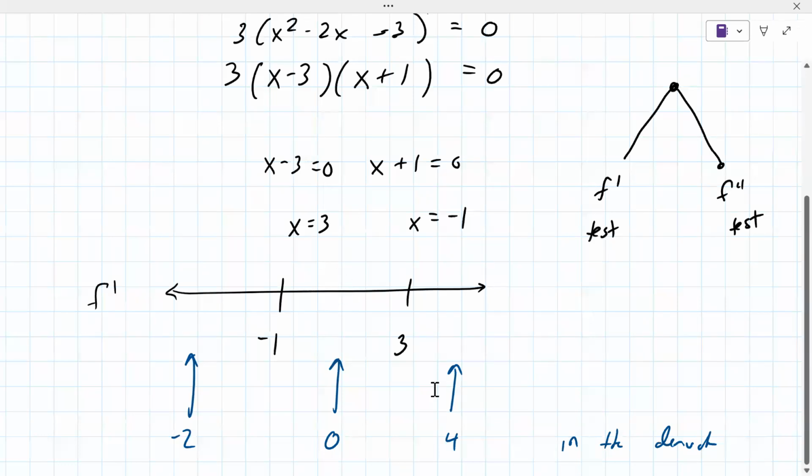I know the tendency is you put 4 and you're like, all right, 4 minus 3 is 1, and 4 plus 1 is 5, and 1 times 5 times 3 is 15. But if you want to do this quickly, and I know quickly isn't always the good strategy, you actually only care. I've got a positive 3. When you put 4, that's positive, that's positive. Positive times positive is positive. When you put 0 in, 0 minus 3 is negative, 0 plus 1 is positive. Positive times negative is negative.